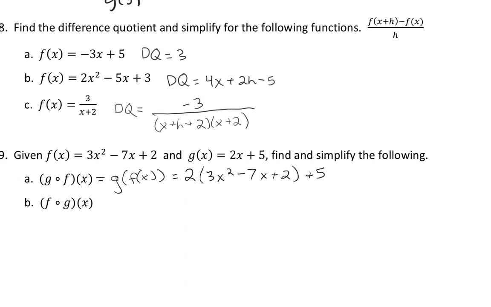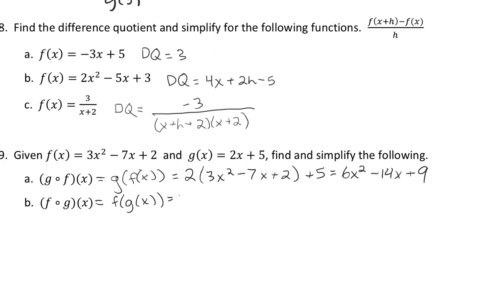So this is equal to 6x squared minus 14x, and then plus 9, just combining like terms as I go. And then the last one, f of g of x, I'm just going to write this as f of g of x. And so, again, wherever there is an x in f of x now, I'm going to replace that x with the entirety of g of x.